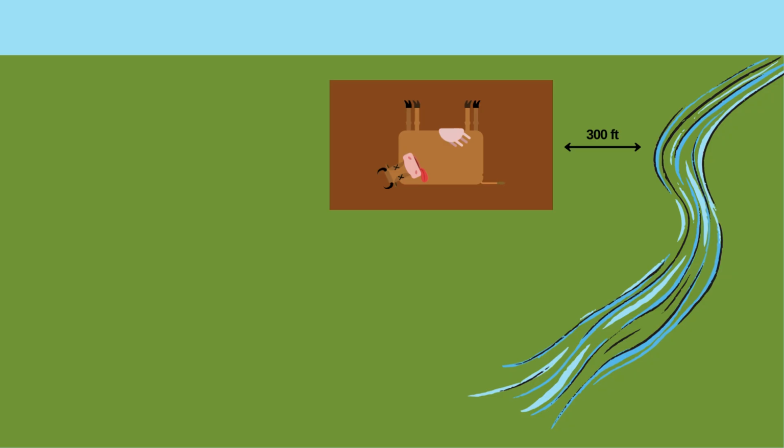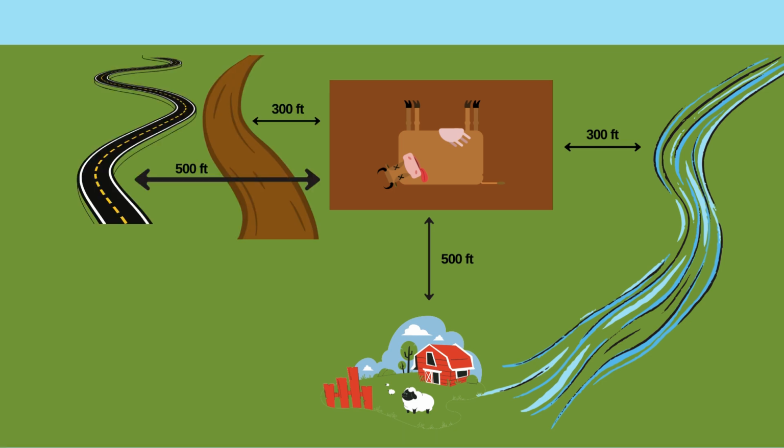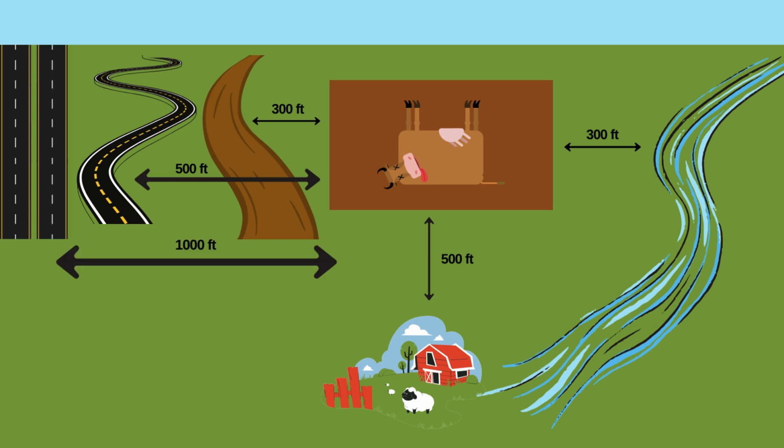Pits must be more than 300 feet from domestic water intakes, streams, creeks, ponds, springs, and lakes, and at least 100 feet from the edge of a significant cut or embankment. Pits must also be at least 500 feet from residences, livestock facilities, and adjacent pastures owned or leased by another person. Finally, pits must be at least 300 feet from a road, 500 feet from a secondary highway, and 1,000 feet from a primary highway.